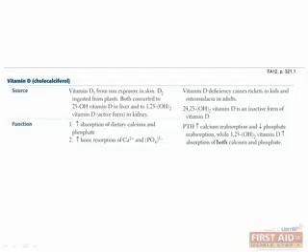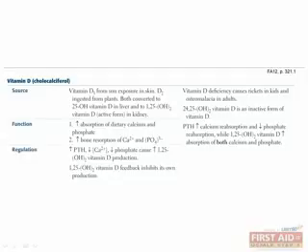There are two forms of vitamin D deficiency. In children, it is known as rickets. In adults, it is called osteomalacia. More on that in the musculoskeletal lectures. Vitamin D production is stimulated by increased PTH, decreased serum calcium, and decreased serum phosphate. Vitamin D also exhibits feedback inhibition on its own production.